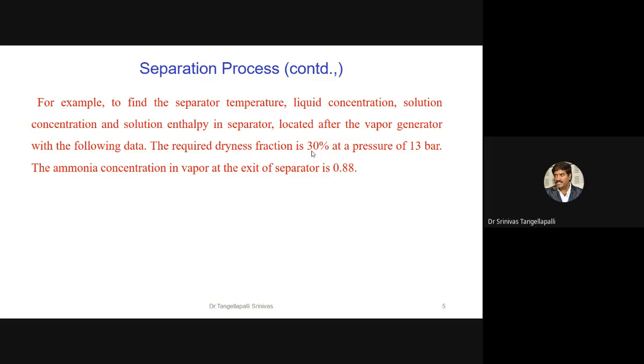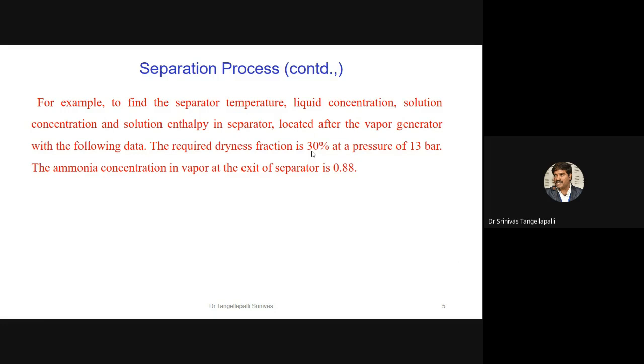And pressure: the whole separation process takes place at constant pressure, which is 13 bar. At 13 bar, liquid and vapor have been separated. And the ammonia concentration in the vapor at the exit of the separator is given.